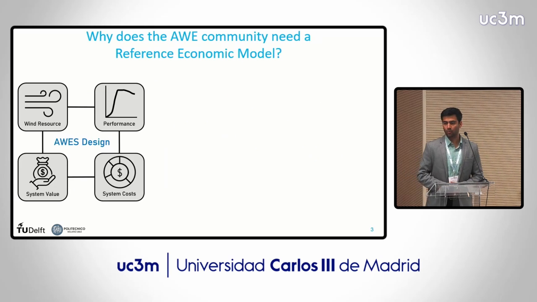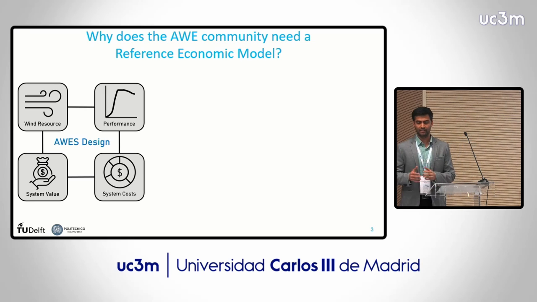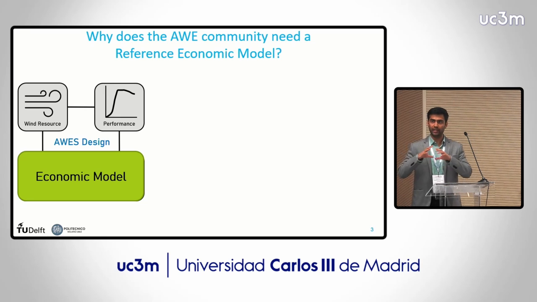So why do we need such a reference economic model? What we know is that the AWES design is affected by 4 major factors: the wind resource, the performance of the system in that wind resource, the costs of the system, and the value that is derived from the deployed system. The wind resource and performance are well studied in the community, but the effects of the costs and the value are also significant, drive the design of your system, and need to be accounted for. So this work really encompasses the bottom 2 aspects.